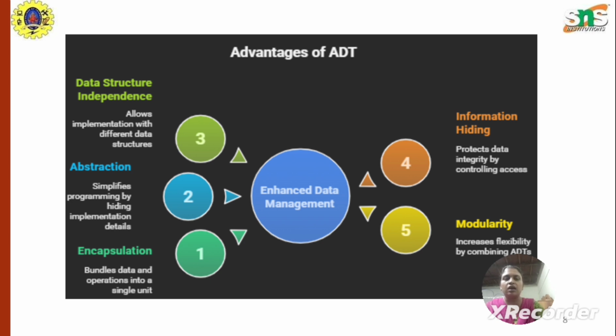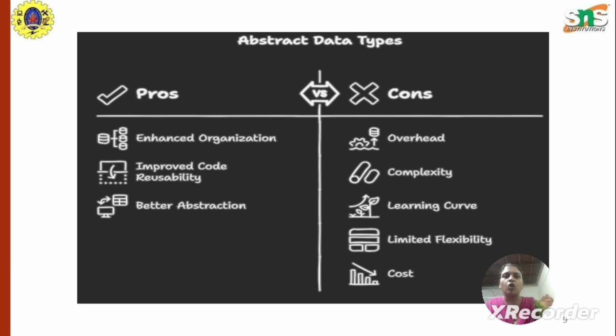The next advantage is information hiding. ADTs protect data integrity by controlling access and preventing unauthorized modification. The last advantage is modularity. ADTs can be combined with other ADTs to perform complex data structure operations, increasing flexibility and modularity in programming. Next we are going to see the cons of abstract data types. As previously discussed, the pros, the advantages, are enhanced organization, improved code reusability, and better abstraction.